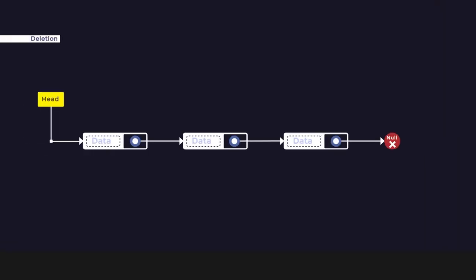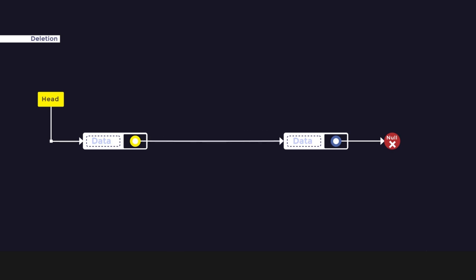Suppose we want to delete the node in the middle. The only thing that you need to do is to traverse to the element just before the node that you want to be deleted. So in this example, if you want to remove the second element, you should traverse to the first element and change its pointer. Change the pointer to exclude the node from the chain.